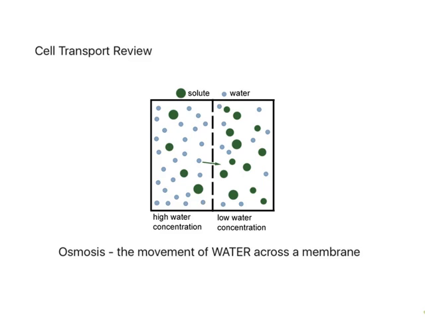Cell transport is the movement of particles or molecules across the cell membrane. Osmosis, in particular, is the movement of water molecules across the membrane. In this particular diagram, you see that water moves from an area of high concentration to an area of low concentration.